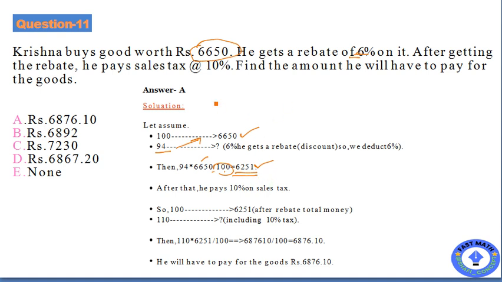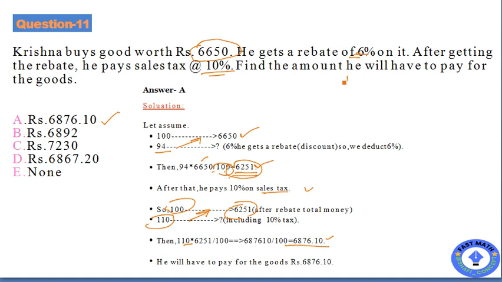After that he has paid a sales tax of 10%. That means on the 6,251 he has to pay a tax of 10% additional as a sales tax. If you consider 100 as 6,251, it is 10% extra to the 100. That means 10% as a tax, it becomes 110. For 110, what is the cost? That means 110 into 6,250 divided by 100. That is nothing but 6,876.1. This is the first one. A is the answer. This is the conventional method.